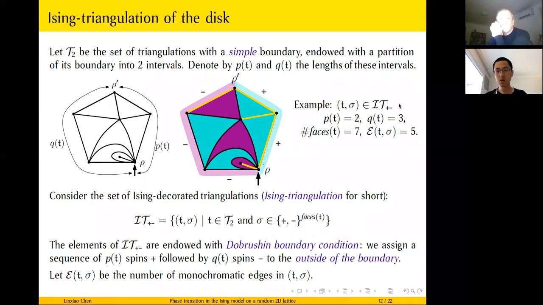So for example, in this example, I have a plus boundary of length 2, a minus boundary of length 3, and I have 7 faces if you count. And also the number of monochromatic edges, which are marked in yellow, is 5. So I count also the boundary edges here.